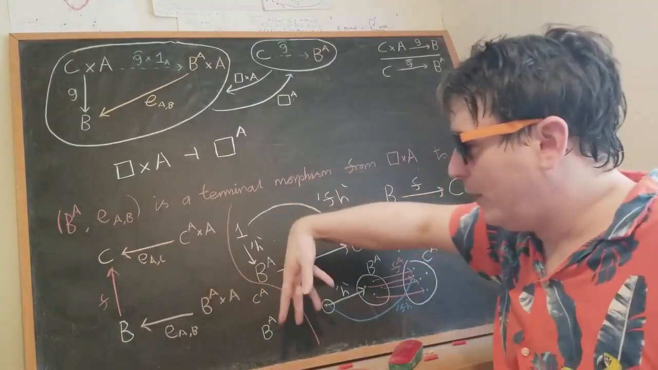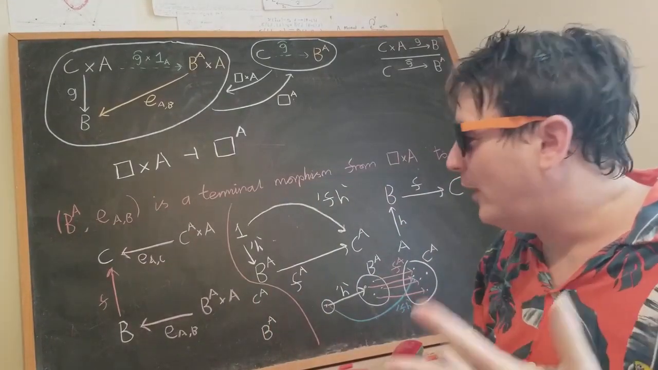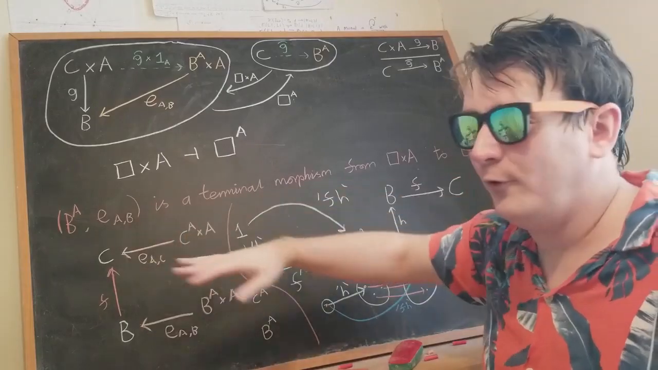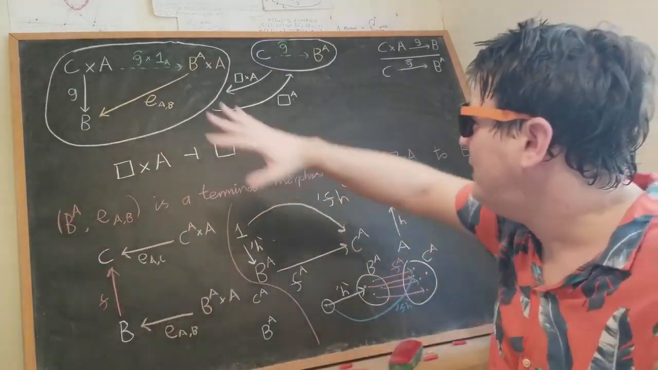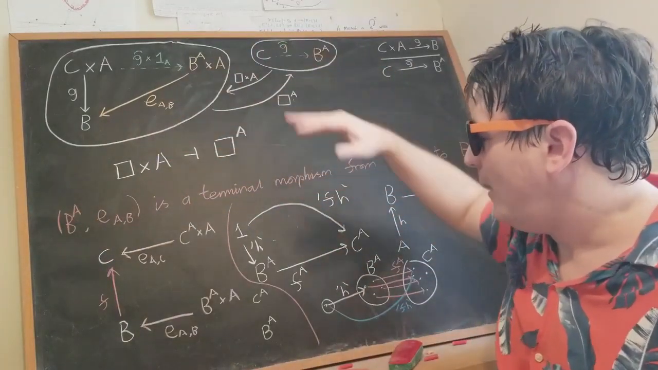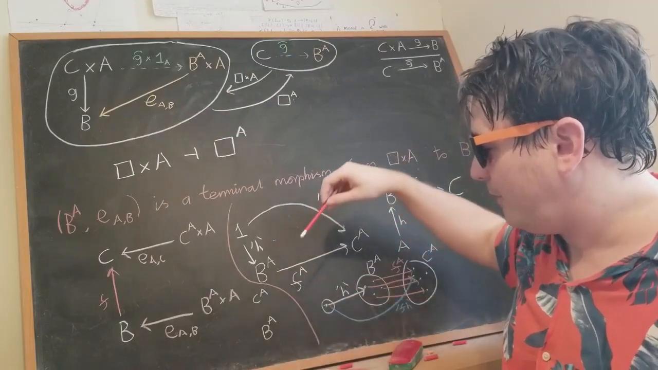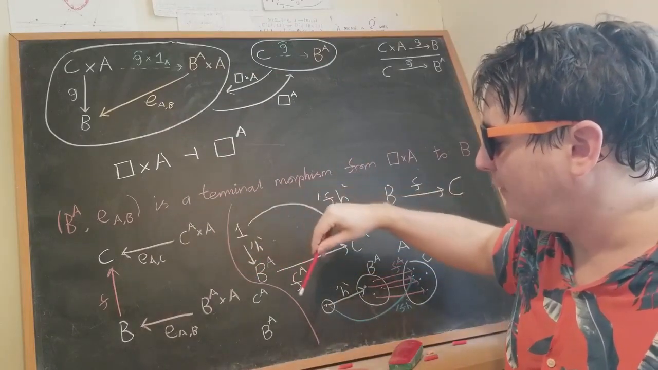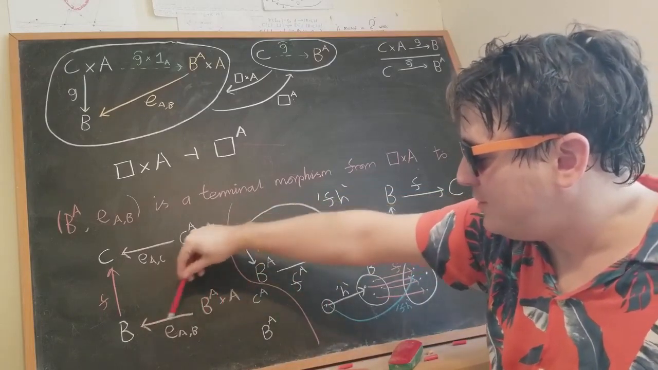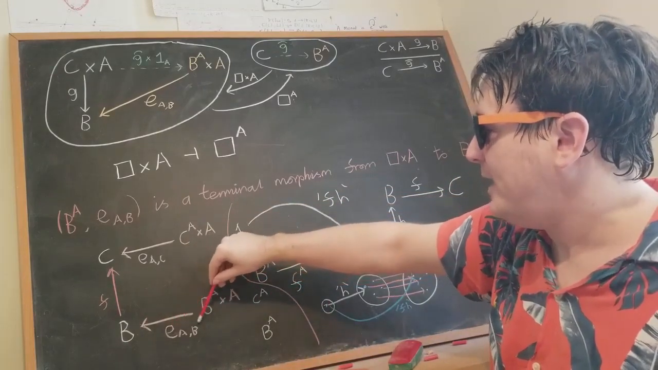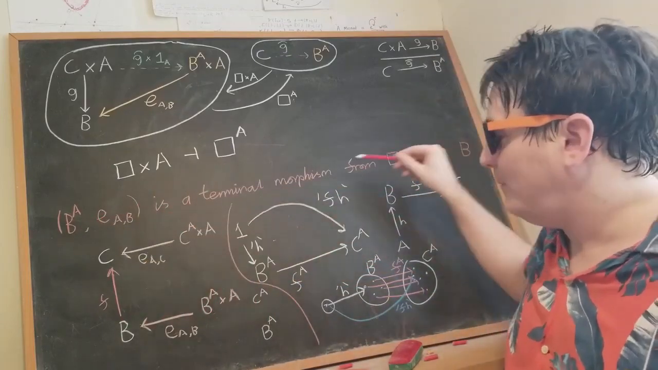I mean, this is actually all going on in the same category, this category K. It's just that I like to be able to sort of point at stuff on the left and point at stuff on the right and think about the functors like going between them, just like I've drawn in this picture here. Okay. So what's the idea then? Well, we have two exponential objects now. We have B to the power of A together with its evaluation arrow E_AB. So that's forming one terminal morphism from blank times A to B.